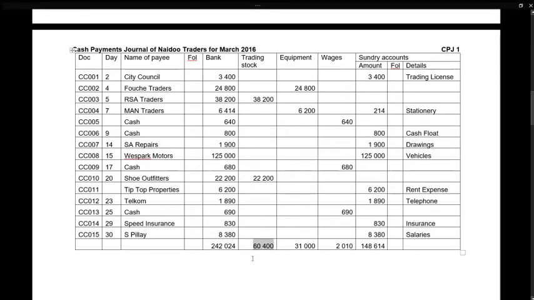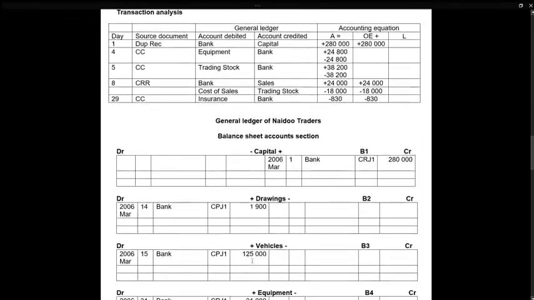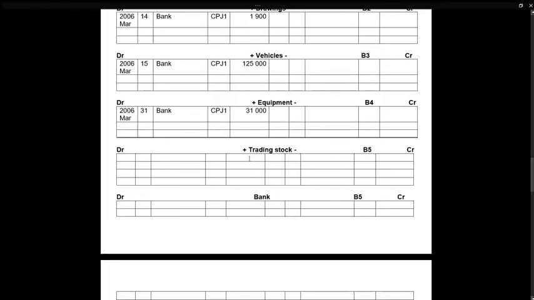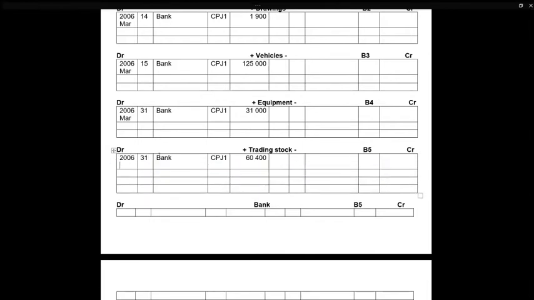It's a total of a column, therefore last of the month. So my trading stock increased with 60,400 Rand. Right, to the value of, where did I get this information from? CPJ1, and my details will be bank. This took place, remember, last of the month because it's a total of a column, 2006 and March.